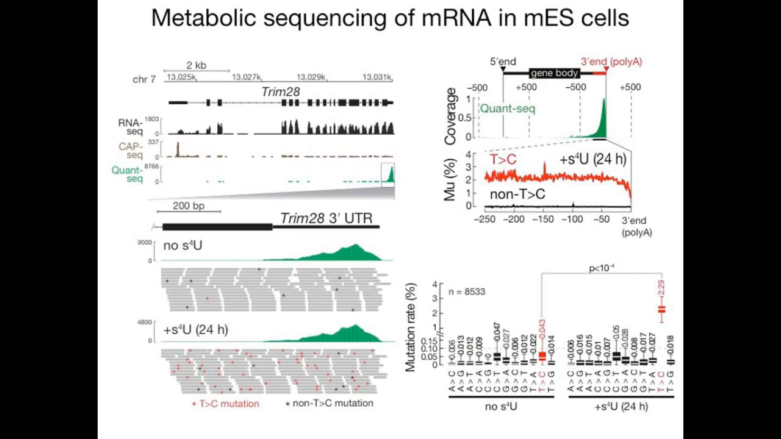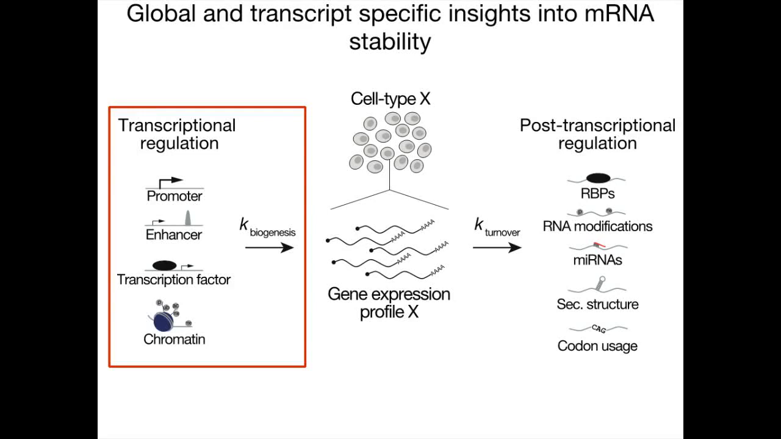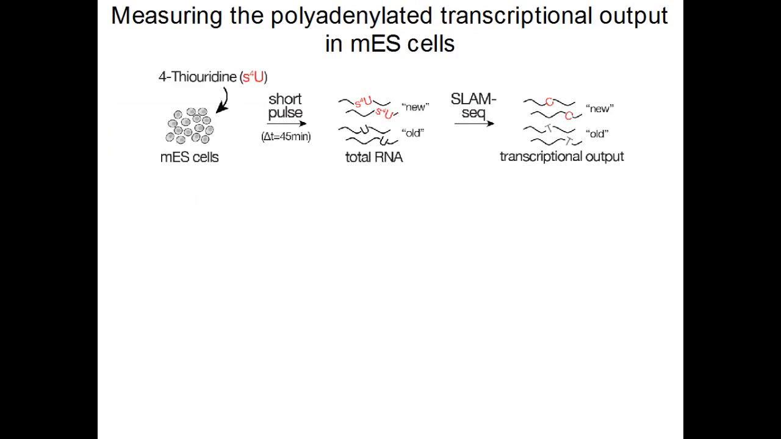Now, as mentioned in the introduction, steady-state gene expression is dictated by the relative contributions of the rate of transcription and RNA decay, two parameters that cannot be derived from standard RNA sequencing approaches. To test if SLAMseq provides quantitative access to the polyadenylated transcriptional output, we subjected mouse embryonic stem cells to a short 45-minute 4-thiol pulse labeling, followed by total RNA extraction, alkylation, and mRNA 3' end library preparation.